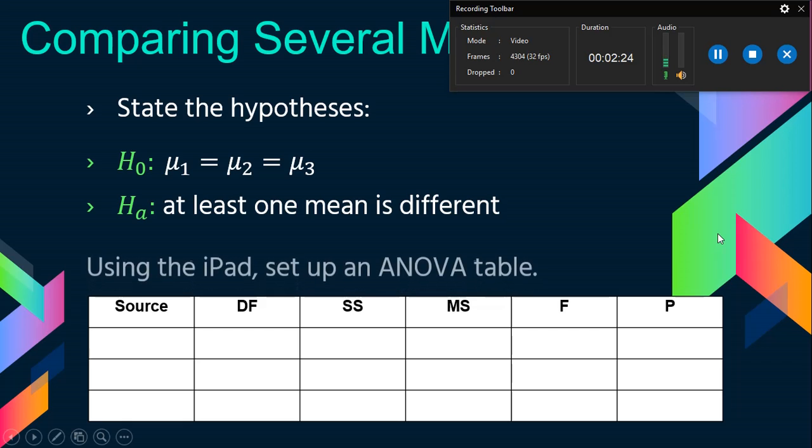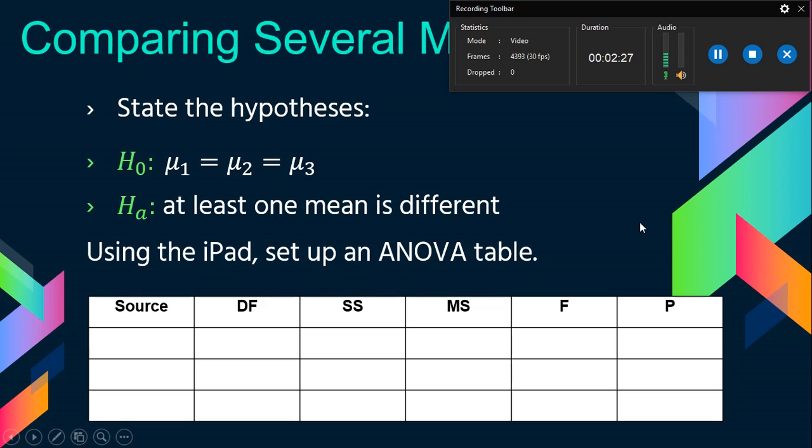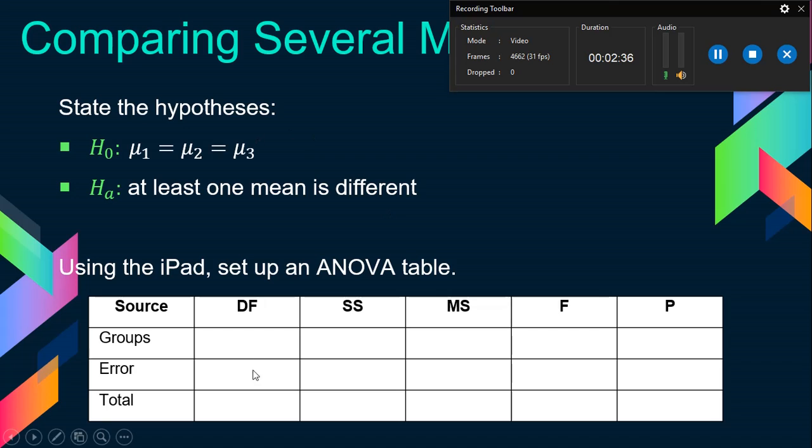So on your iPad, I'm going to have you go ahead and run the ANOVA so that we can fill in our table. So under source, we have groups, then error, then total. We have 3 different groups that we're examining. So degrees of freedom is I minus 1, so it will be 2. Error is N minus I, so we had 76 observations. We had 3 different groups, so degrees of freedom is 73. And that total then is 75. You can double check this on your iPad.